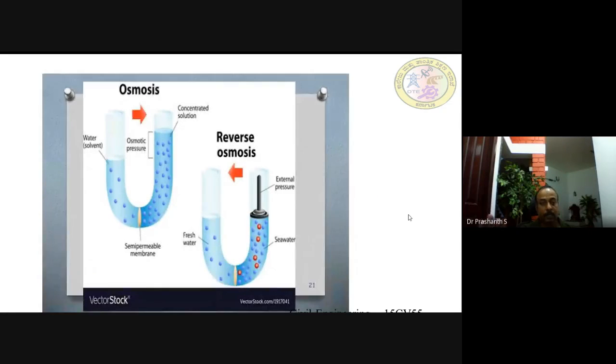This is the diagram of osmosis and reverse osmosis. You can see here, seawater is taken, and if you apply pressure externally, then what you get is water with low solids. That means it's as good as fresh water.